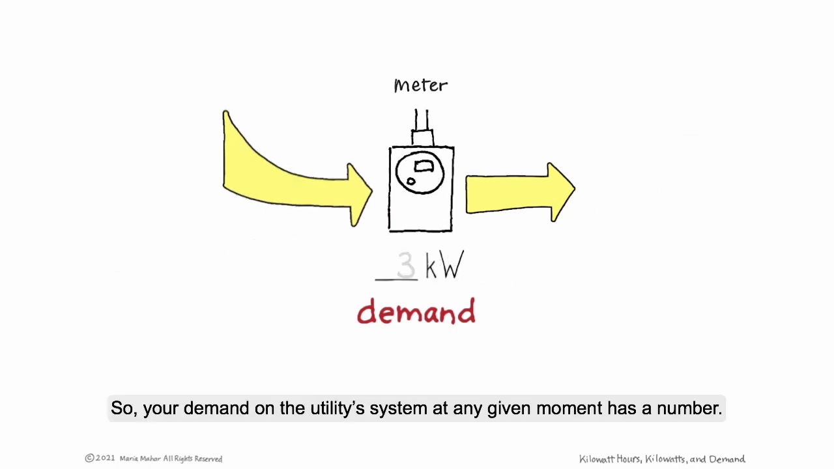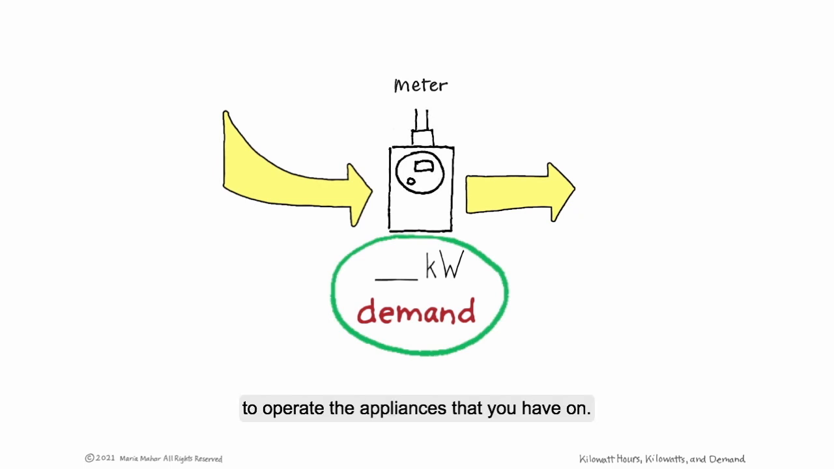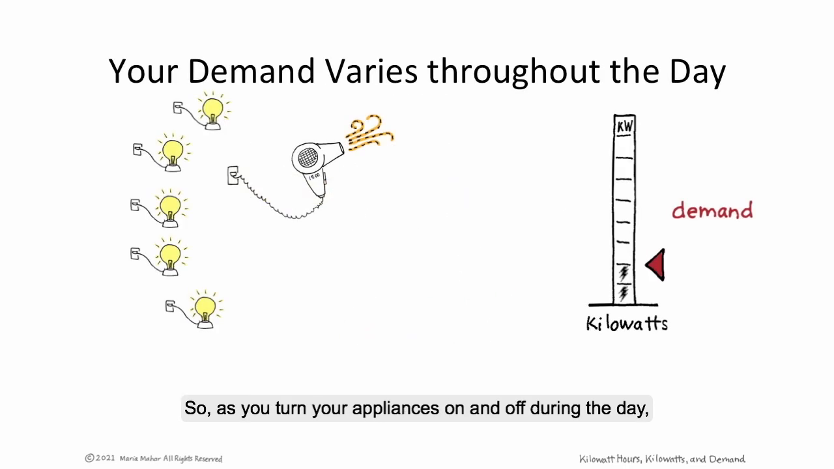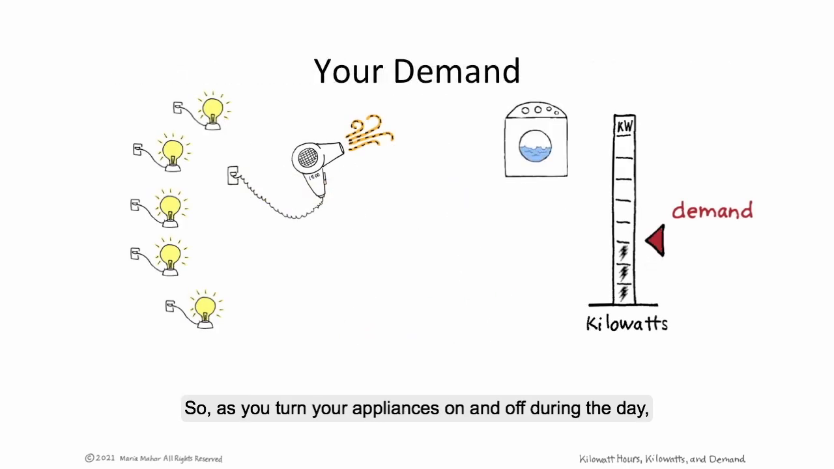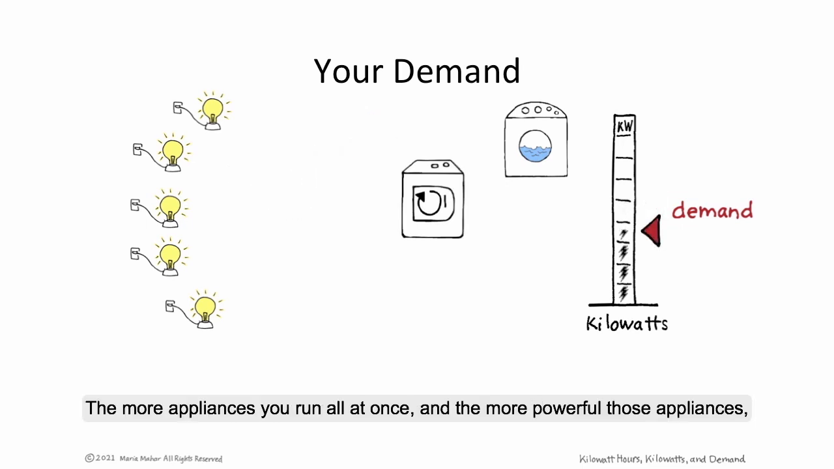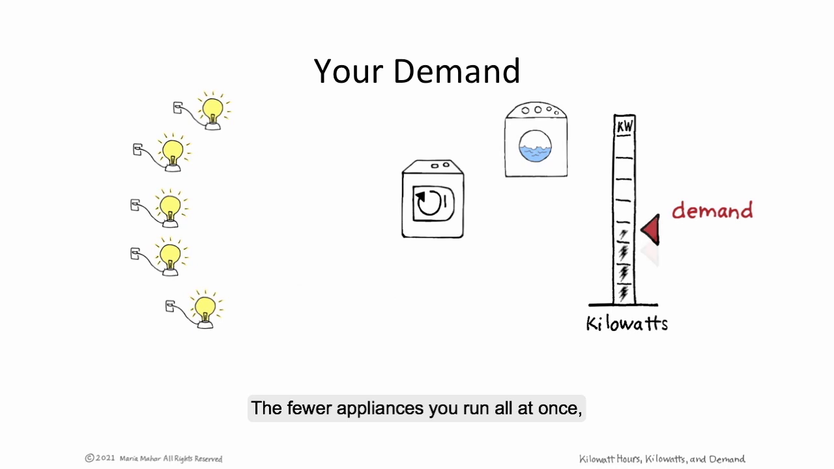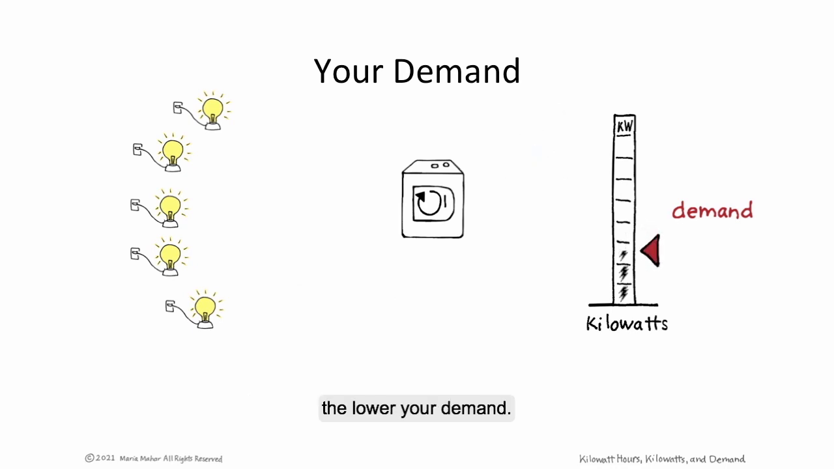So, your demand on the utility system at any given moment has a number. That number is the total number of kilowatts that are flowing through your meter at that moment to operate the appliances that you have on. So, as you turn your appliances on and off during the day, your demand number rises and falls. The more appliances you run all at once and the more powerful those appliances, the higher your demand on the utility system. The fewer appliances you run all at once, the lower your demand.